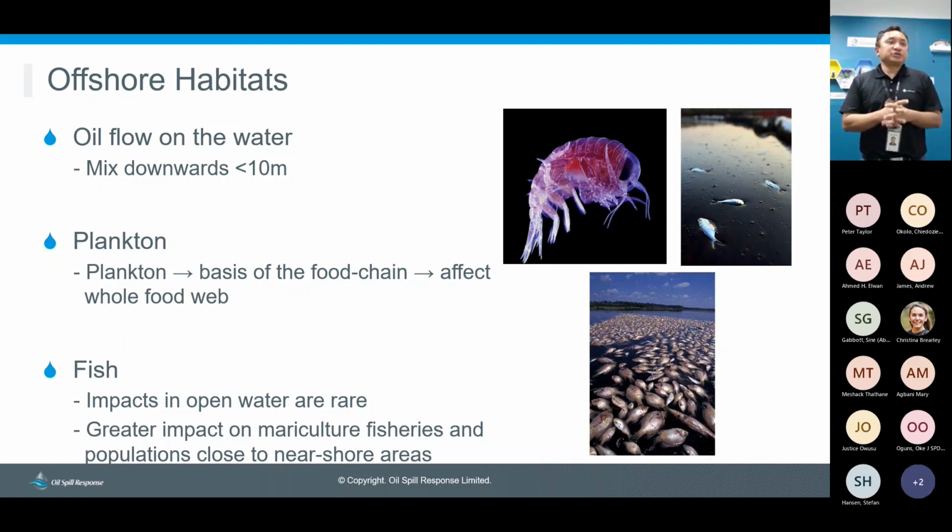In terms of the fish, impacts on fish in open water are quite rare. Normally the fish will just swim in a different direction from where the oil is heading. However, if the fish are in mariculture, wherein the fish are contained within a fish pen, then definitely they are not able to move about, so they could be heavily impacted by an oil spill. So basically, these are the fish that are being cultured in fish pens, and these are normally close to the nearshore areas.